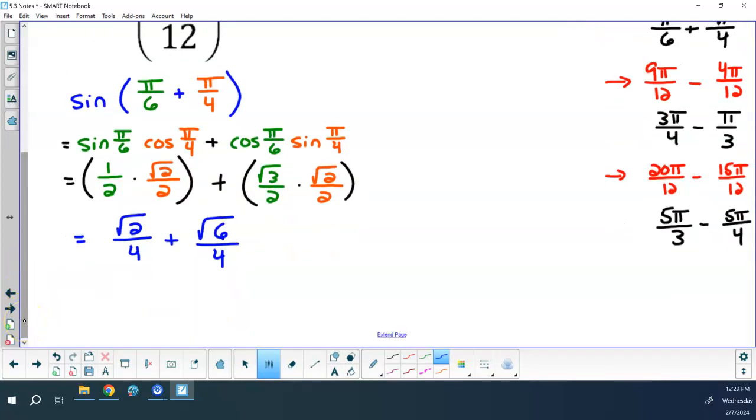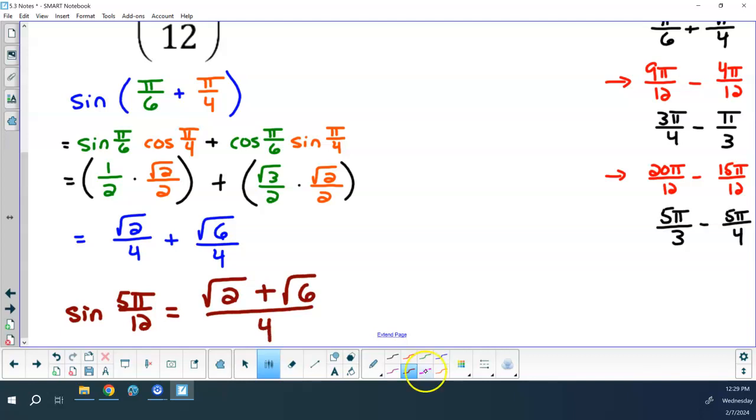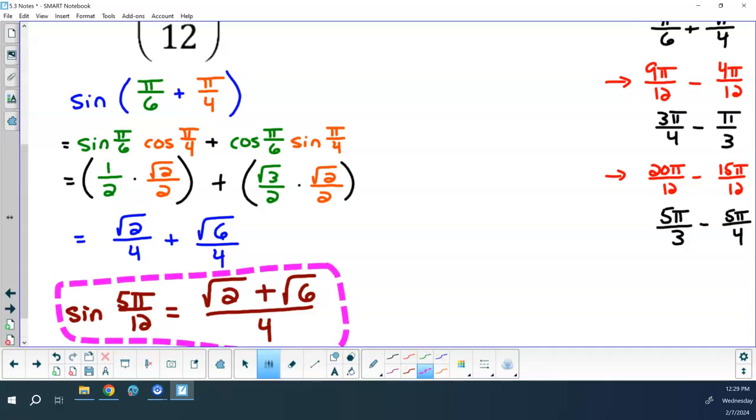So I get the sine of 5 pi over 12 is going to be the square root of 2 plus the square root of 6 all over 4. I would also accept, depending upon your angle preferences that you chose, the square root of 6 plus the square root of 2 all over 4. Yes? No? Maybe? Yeah? Let's do a tangent.